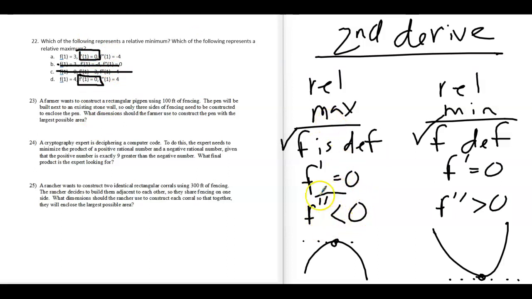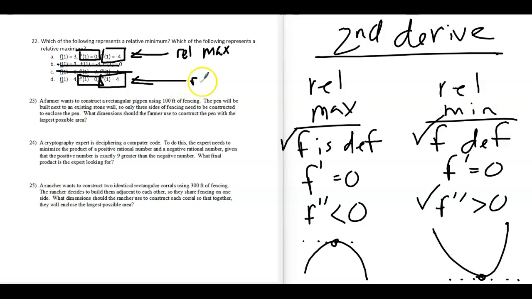For the one that's a max, the second derivative is less than 0. So that would be this guy. So A is the relative max. For D, since the second derivative is positive, that one is my relative minimum.